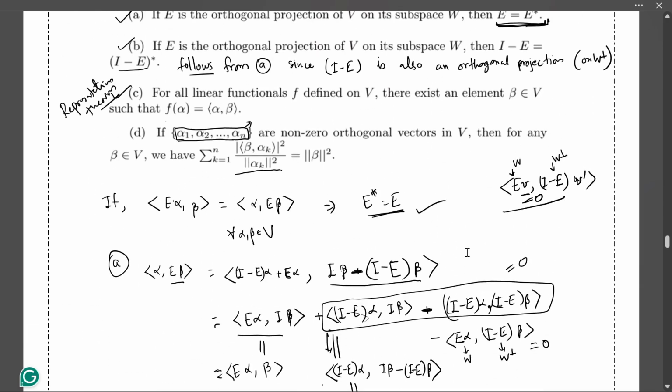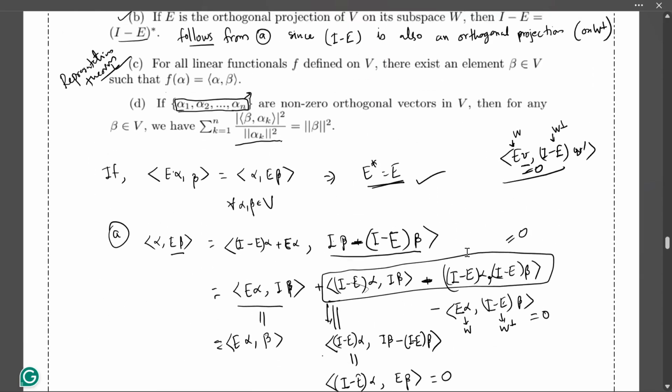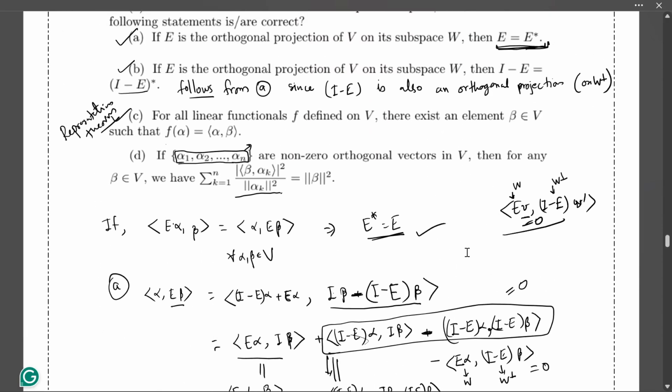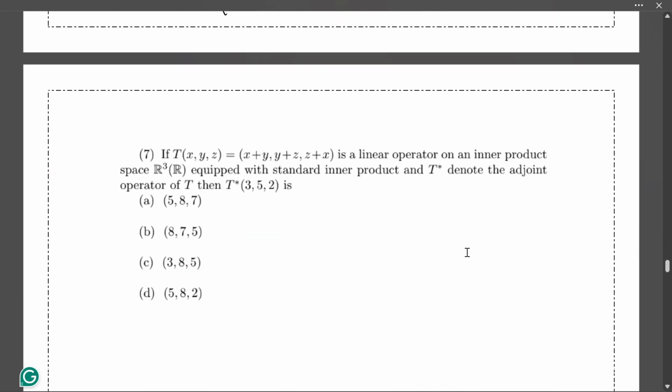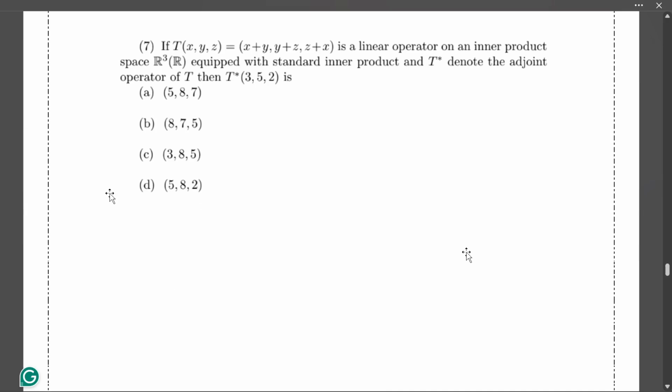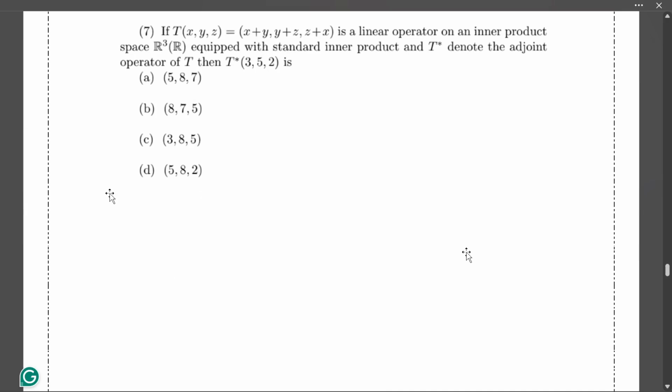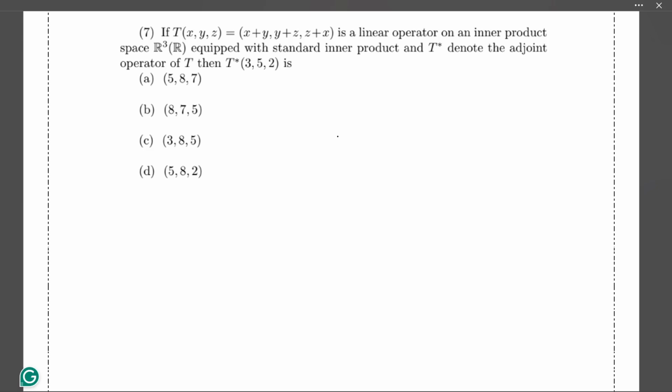So let me know if you understood this. Let's say the next question is given by this. So every question is all about R3. Standard inner product we have. Okay. Sorry.